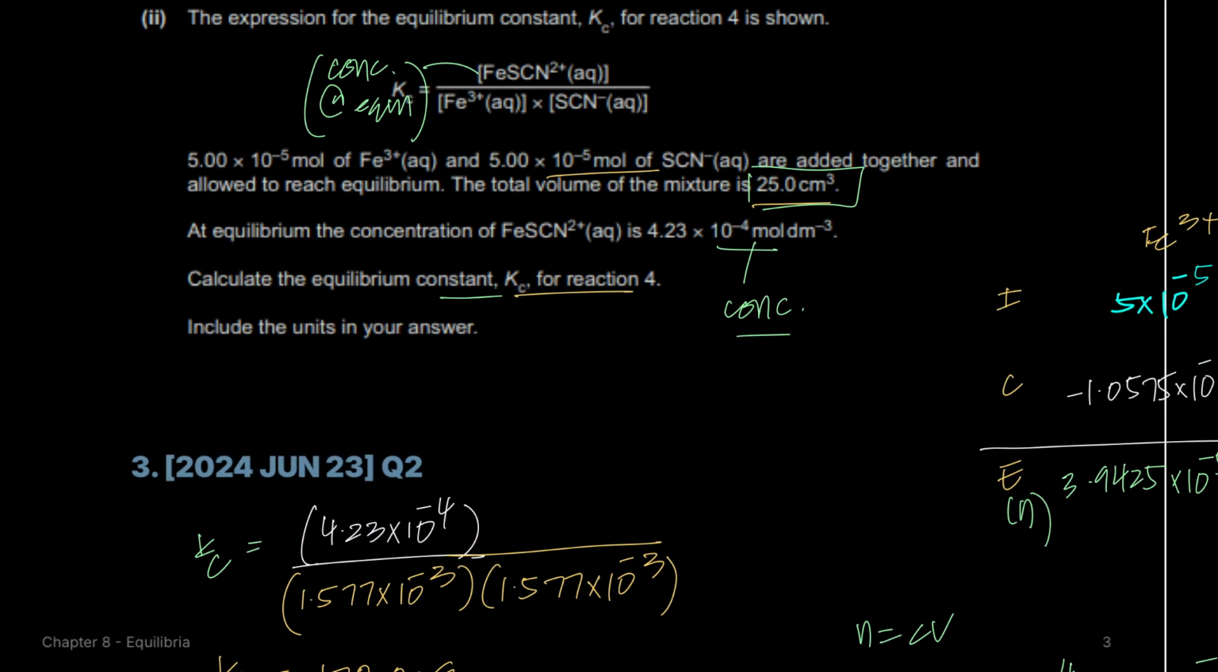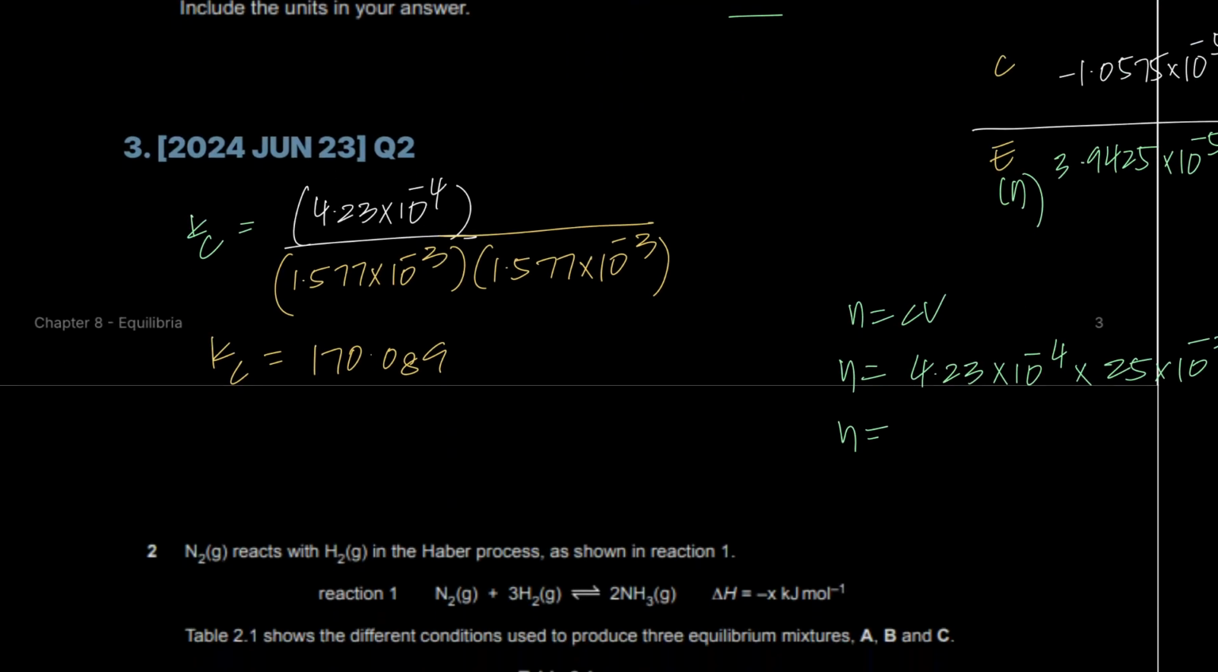Let's check how many significant figures are given to me. 1 2 3, 1 2 3, 1 2 3. So 3 significant figures are given to me. If I just leave my answer like this, it's pathetic. I should write it to 3 sig figs, which is 170. And what's the unit for it?